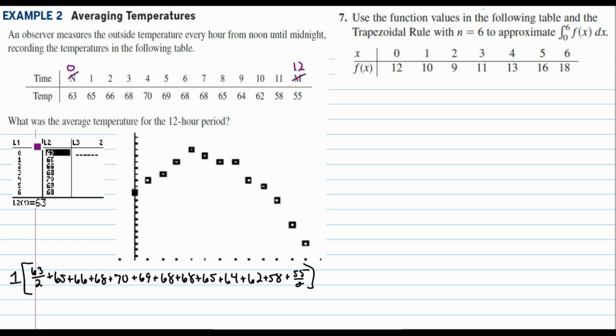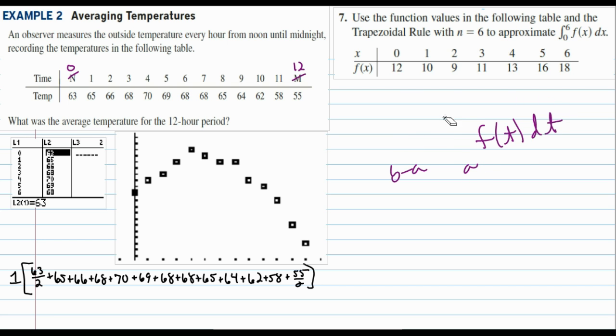Okay, so I put all my data points in L1 and L2, the time in L1, the temperatures in L2. I stat plotted that and I did a Zoom 9. So the average temperature then would be the average value that we learned in the previous section: 1 over b minus a times the antiderivative from a to b of f of t dt. But we don't have a function, so we still need to calculate the area in a different way. Well, the trapezoidal rule will do that for us.